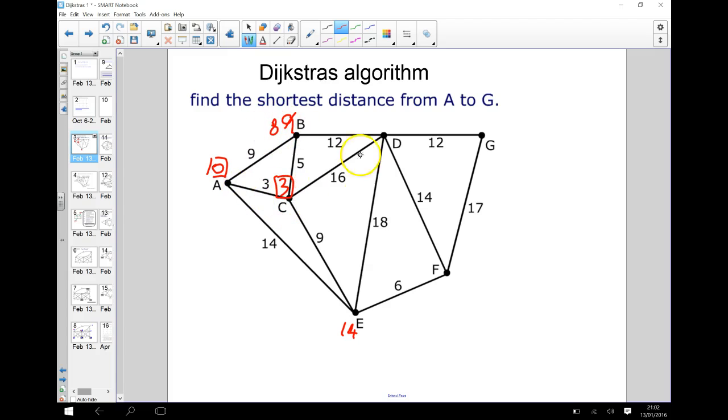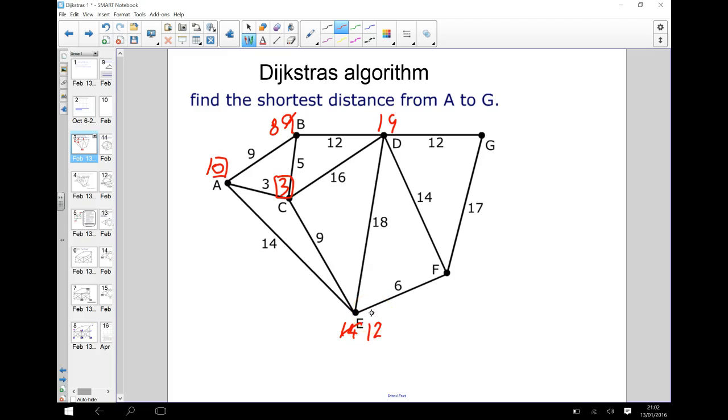From C to D, that's going to be 3 and 16, which is 19. So that's a new value for D. And then C to E, at the moment it's 3 and we add 9 and that's going to be 12, which is shorter than the direct path from A to E. So I'm going to update that value 14 to 12.